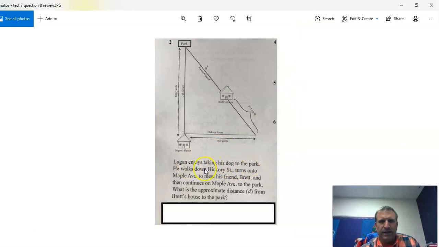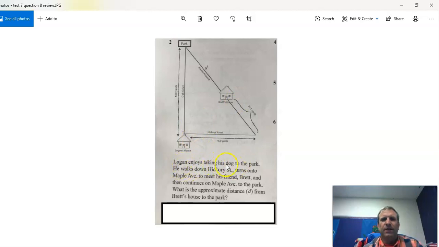Logan enjoys taking his dog for a walk. He walks down Hickory and to the park. What is the approximate distance from Brett's house to the park? If he's going from here, sorry, I've got these names backwards a little bit.